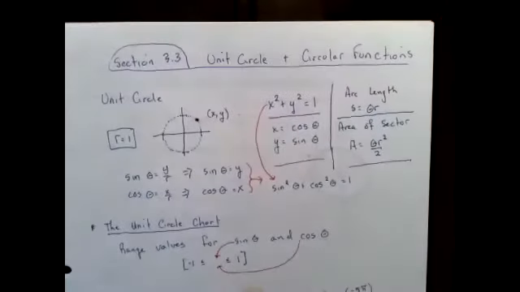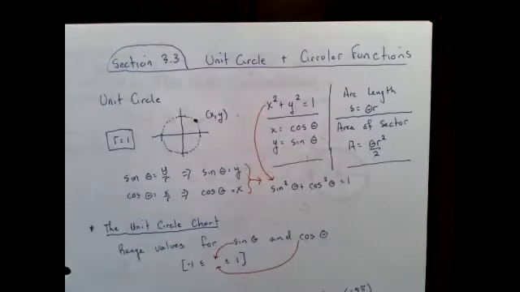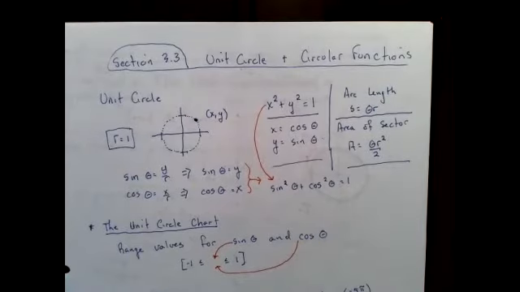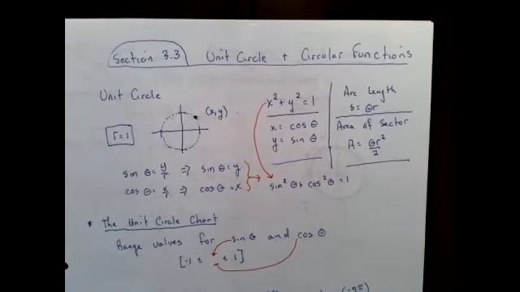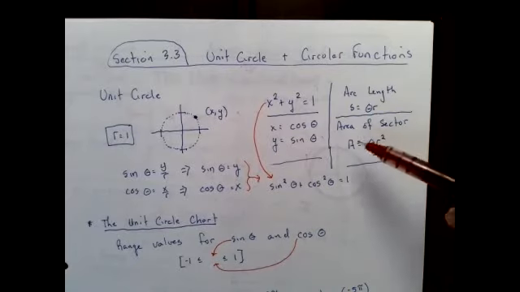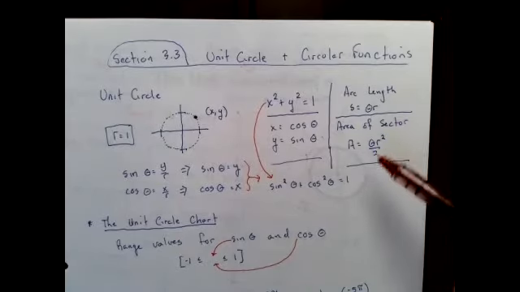Section 3.3. We've talked about a bunch of things in 3.3, and this is good to try to bring them back together again. So from 3.2, there's my arc length, S equals theta R. Area of a sector, written correctly this time: area equals theta R squared over 2. And we learned how we develop those.